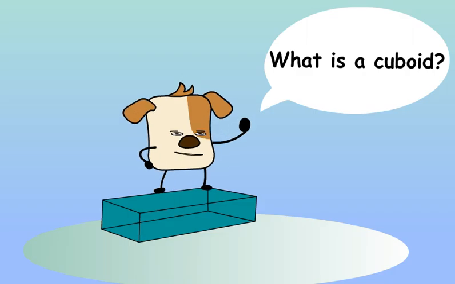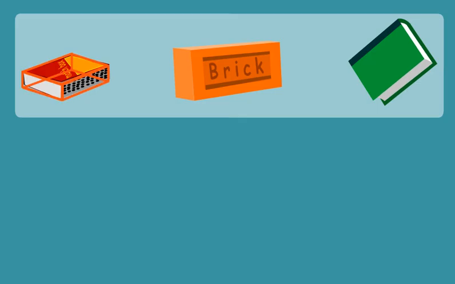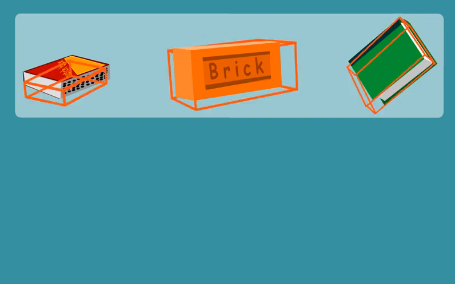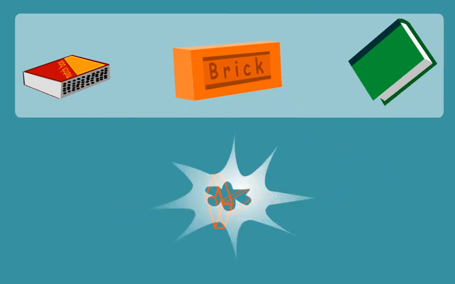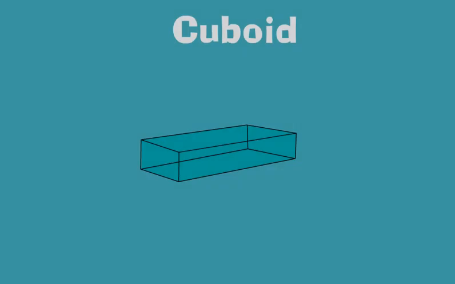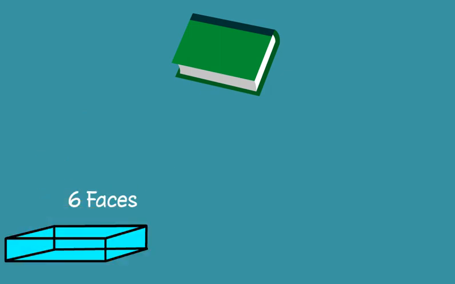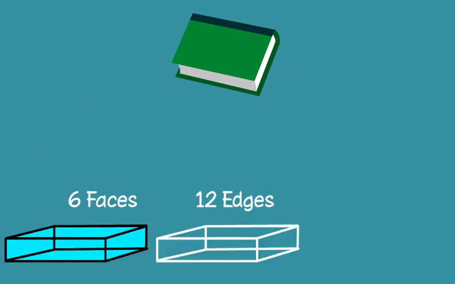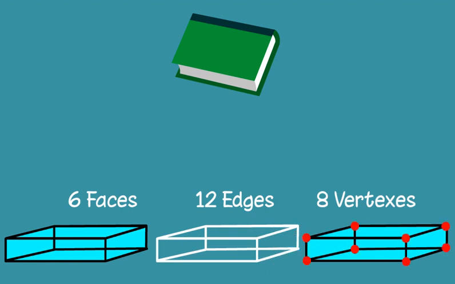What is a cuboid? A matchbox, a brick, and a book are in the shape of a cuboid. Just like a cube, a cuboid has 6 faces, 12 edges, and 8 vertices. Let's look at the book again. It has 6 faces, 12 edges, and 8 vertices.